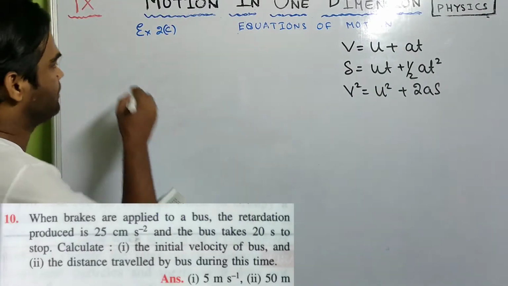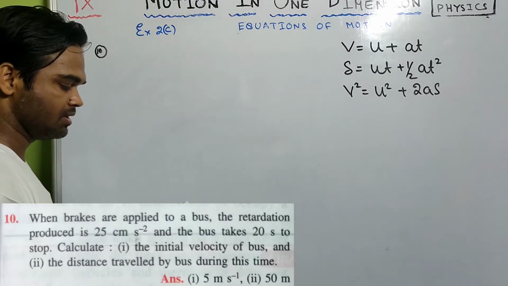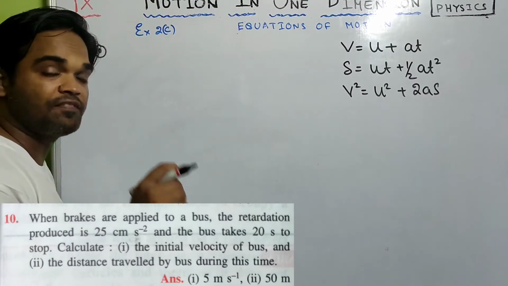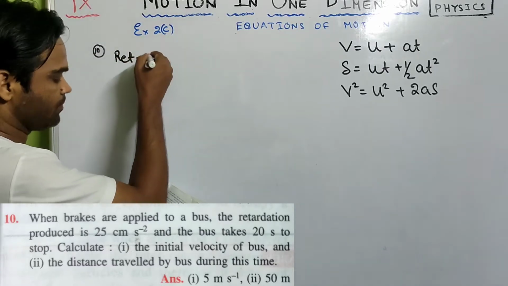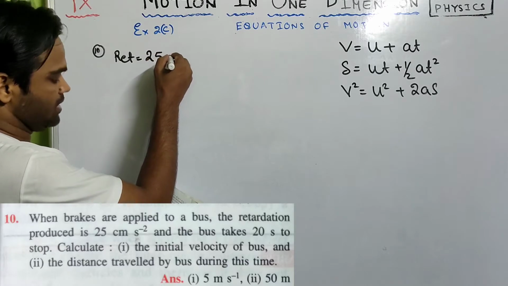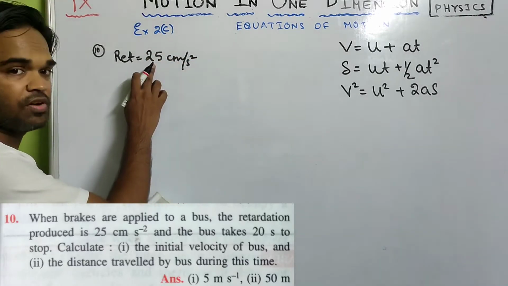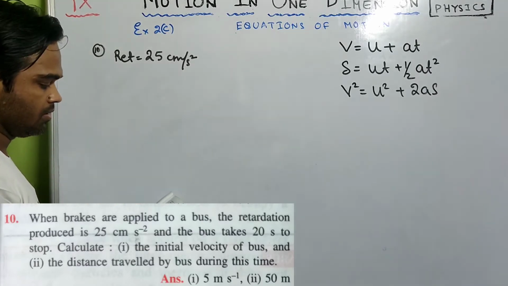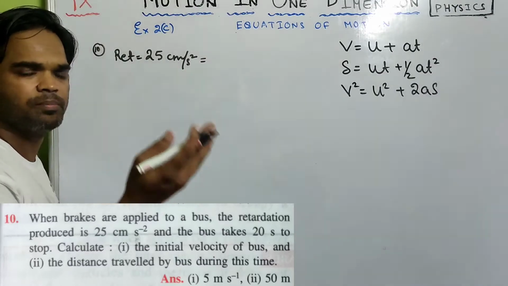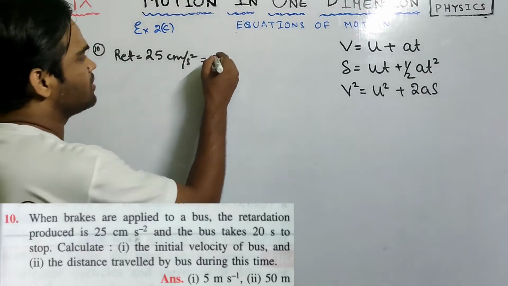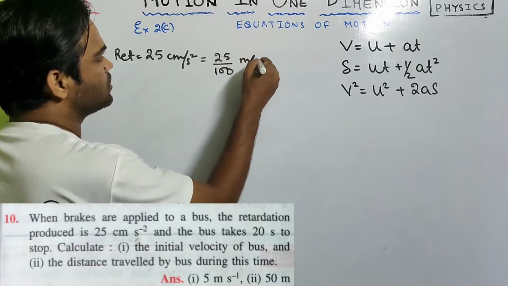Now look at sum number 10. What they have given, first write the information. When brakes are applied to the bus, the retardation produced is 25 centimeter per second square. They have given retardation is 25 centimeter per second square. So first of all, change it to SI unit, okay? 25 centimeter per second square. Centimeter, how do you change to meter? You divide by 100, so that becomes 25 by 100 meter per second square.